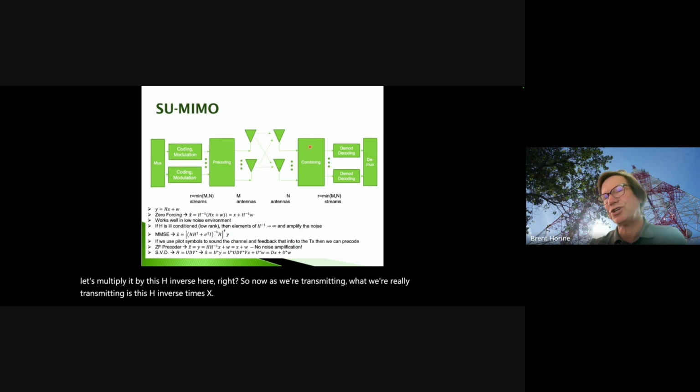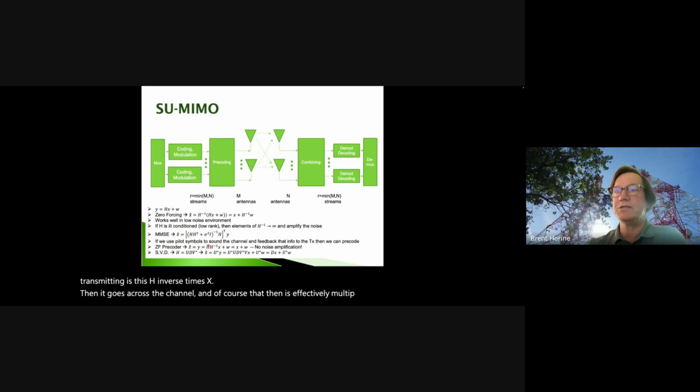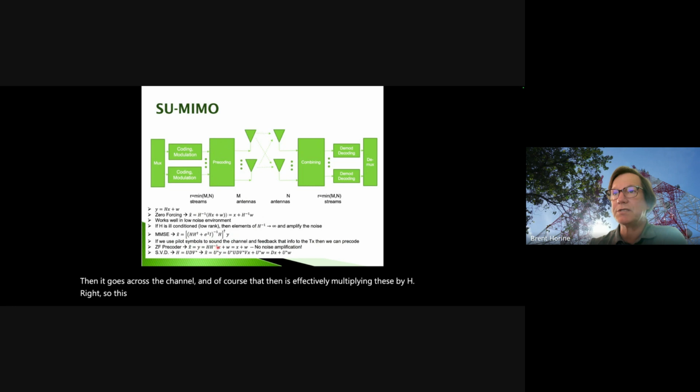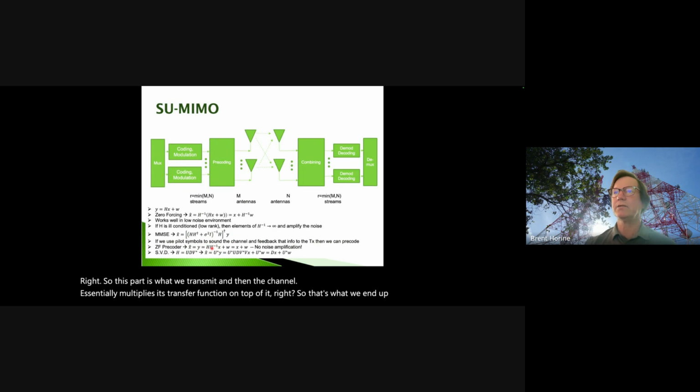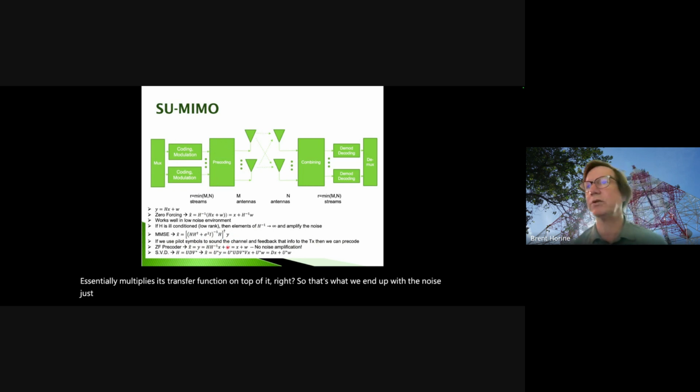Then it goes across the channel, and of course that effectively multiplies it by H, right? So this part is what we transmit, and then the channel essentially multiplies its transfer function on top of it, right? So that's what we end up with. The noise just enters the system as normal.